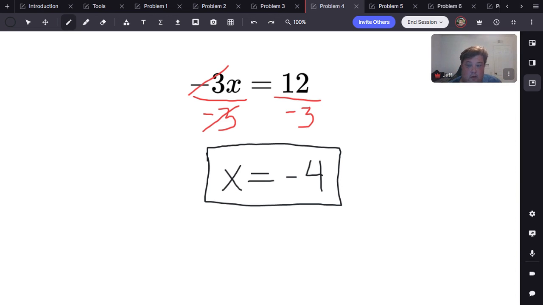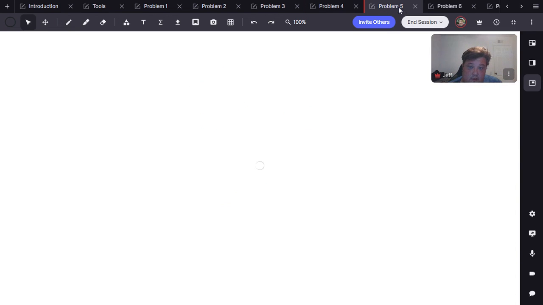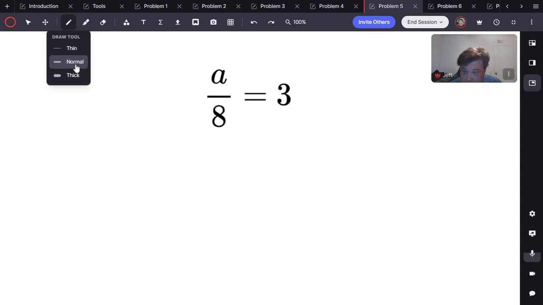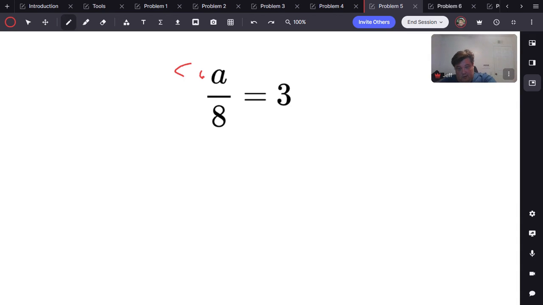All right, very nice. So now here we are dividing, right? It's a divided by 8. So in order to cancel out division, we have to multiply both sides by 8. Essentially, you kind of just multiply the top of the fraction by 8. But again, one thing you do to one side, you have to do to the other. So we're going to say times 8.